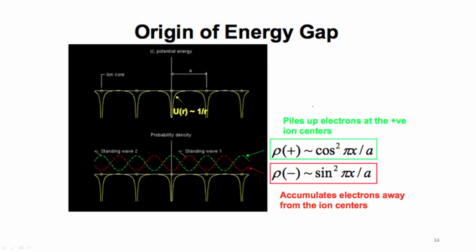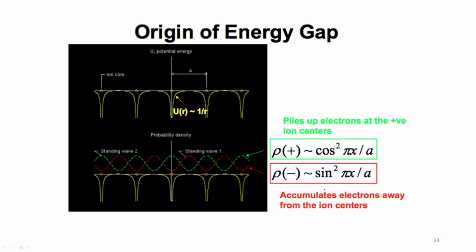If I plot this, you can clearly see how the energy levels are varying. These are the atomic positions, I have given 1, 2, 3, 4, 5, and this is how the electron energy level is varying. Can you see that? This is the distance between the two atoms, and this is the plot of distance versus potential energy. A pile up of electrons at the ionic centers will happen. That is the energy density or the ionic density, cos square pi x by a, and the opposite part is sin square pi x by a.